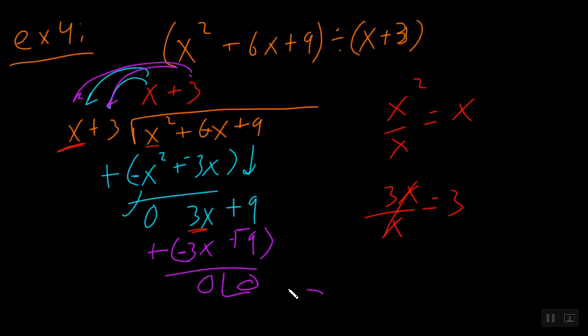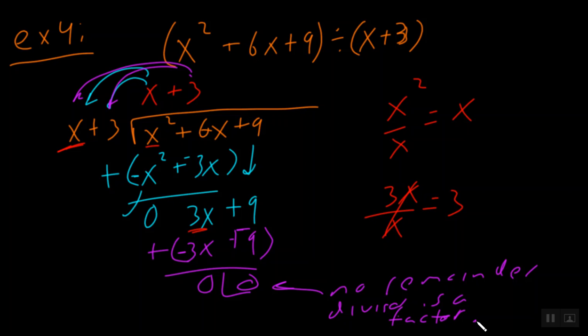And check it out. When there is no remainder, then our divisor is a factor. And man, I hope I'm getting the terms divisor and dividend correct. Okay, when there is no remainder, our divisor is a factor.